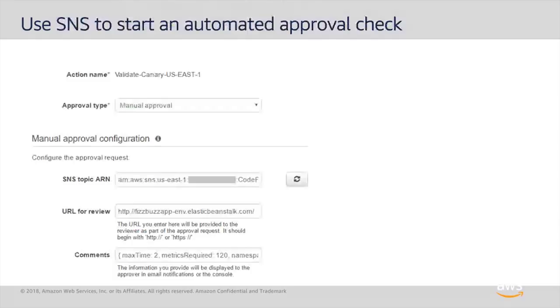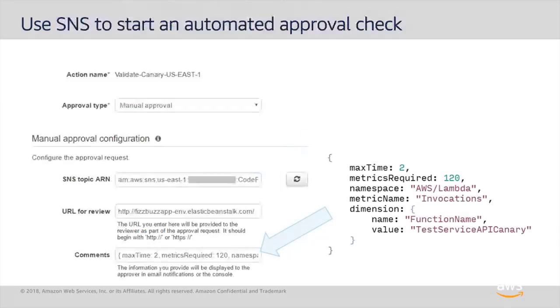So we're going to have this specific SNS topic. We're going to give it a URL, and then we're going to provide some details in the comments, which is basically going to be a JSON structure that gives specific details about this particular stage of the deploy. And so we can see the specific invocation that we want. We can see the function name that we're going to use, and we're going to specify the canary that we want it to execute. So creating a deployment test.